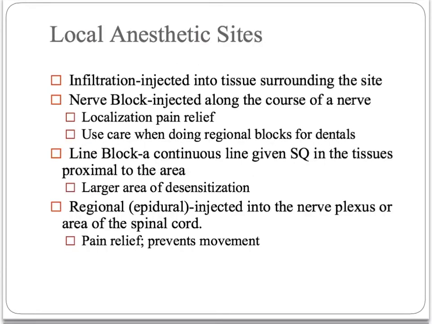So how do we use local anesthetics? Well, we can use infiltration, so we can inject it into the tissue around the site that we're trying to provide anesthetic to. So if we were doing sutures, we could inject it around that area. We could do a nerve block, and basically this gives us localized pain relief.